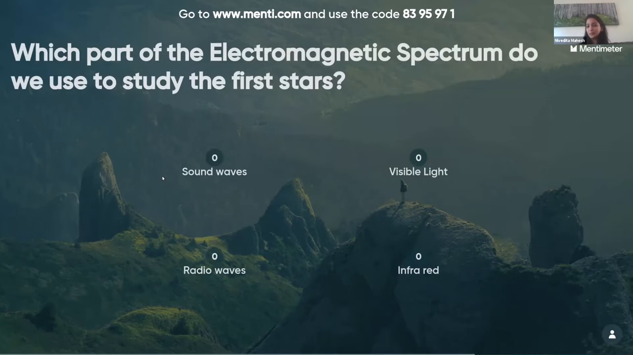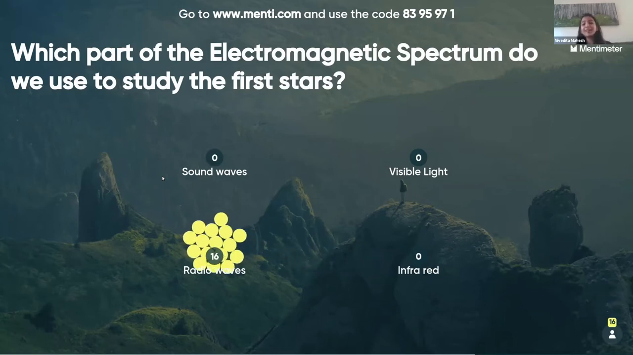Okay, which part of the electromagnetic spectrum do we use to study the first stars? Yep. Wow, great. I guess we did a good job, guys. All of y'all are ready to join LoCo. If you're interested, write to us. Yeah, we definitely use the radio waves. It's what your TV, your telephone, your satellites, your basic radios use. Yes.